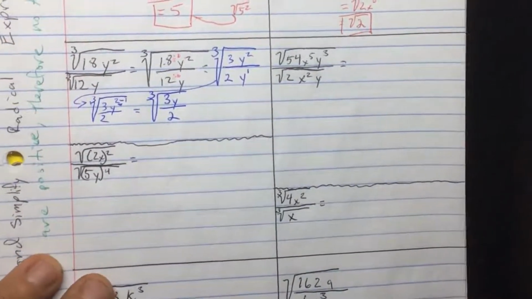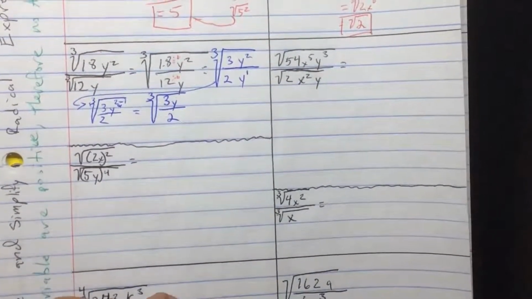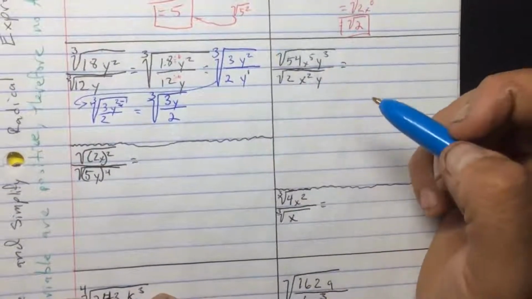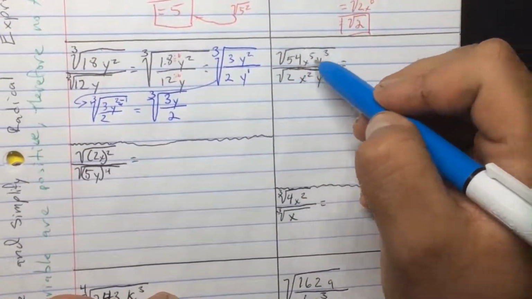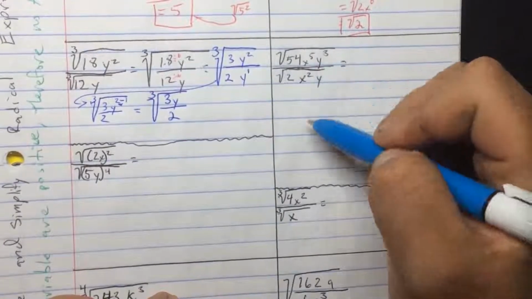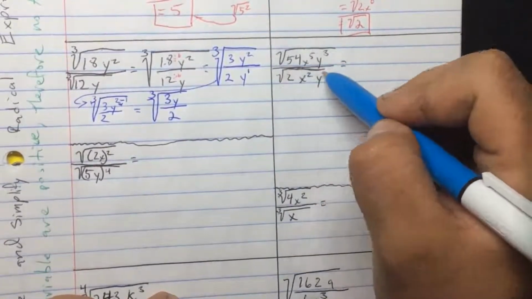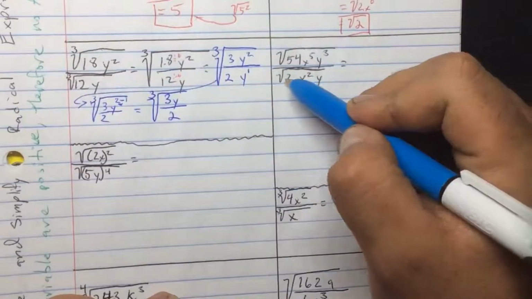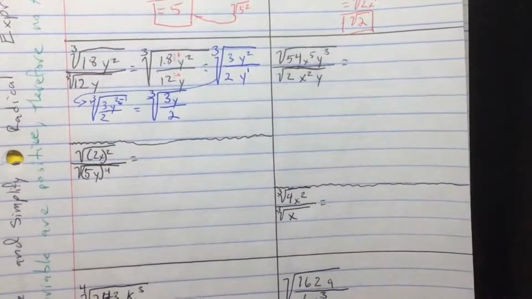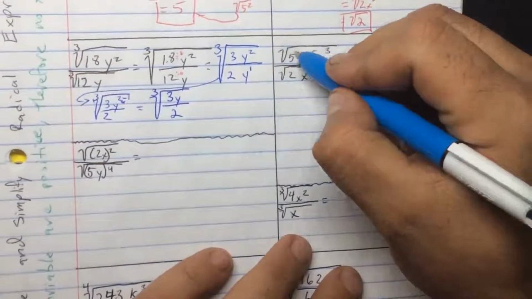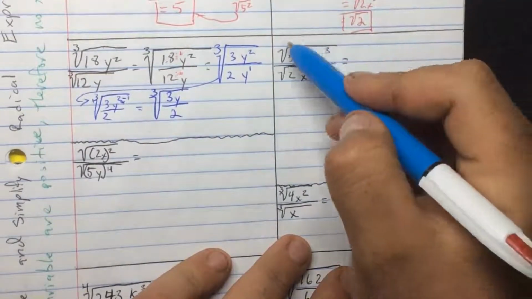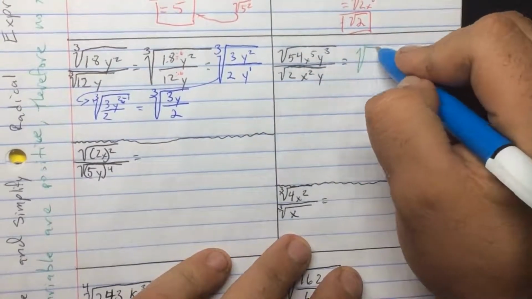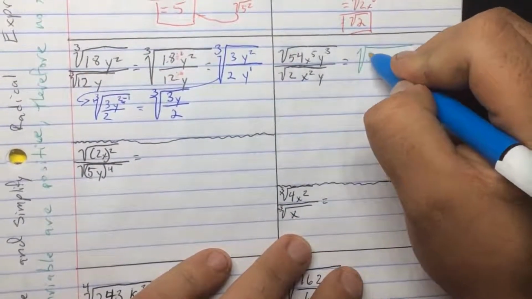Alright, so we have the square root of 54x to the 5th power y to the 3rd power divided by the square root of 2x squared y. For this one, once again, we can check: these are both of the same index, they're both square roots. So we can rewrite this under the same square root. We have 54x to the 5th y cubed divided by 2x squared y.